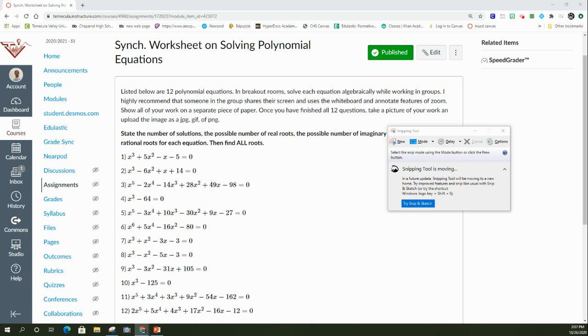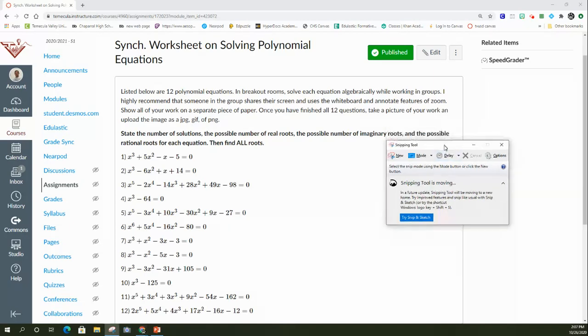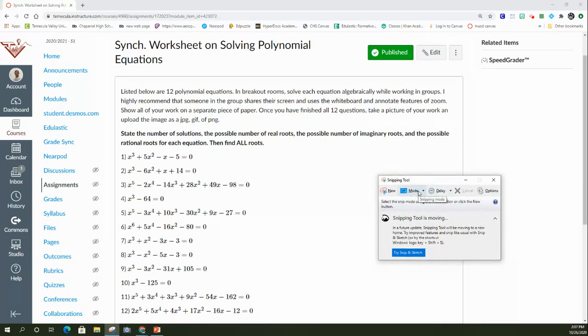All right, so for the assignment during block 2, you guys are going to be working in groups, completing these 12 questions. There's 12 polynomial equations here. You are going to be asked to state the number of solutions based off the fundamental theorem of algebra, the possible number of real roots, possible number of imaginary roots based off the conjugate theorems, complex and irrational conjugate theorems, and then the possible rational roots off the rational root theorem. And then we would actually have to find all the roots, okay, real and imaginary.